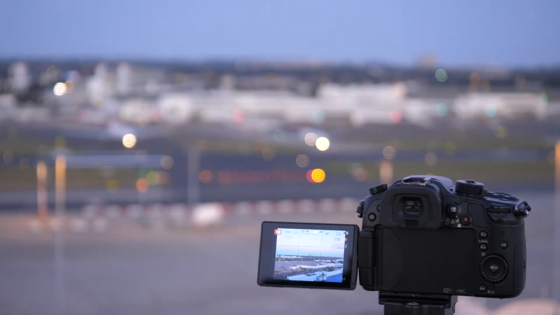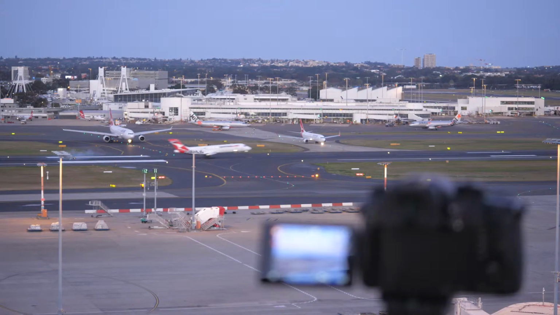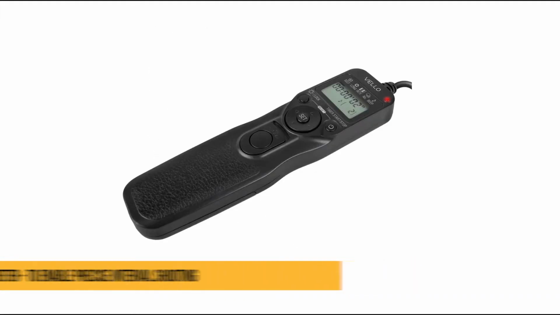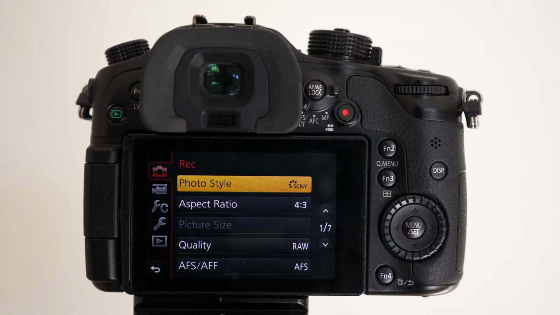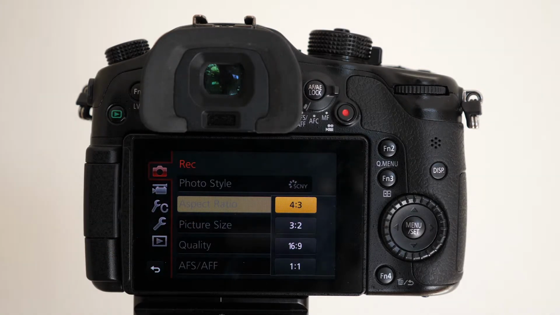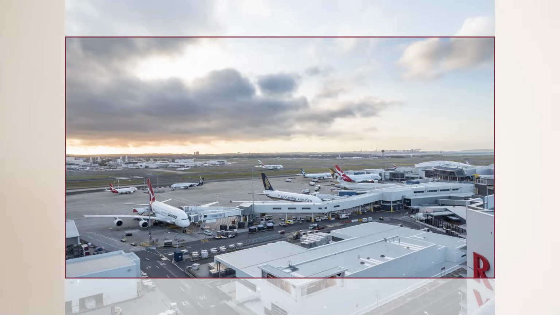Long before you arrive on location, set your camera up for time-lapse photography. I used a Panasonic GH4 that has a built-in time-lapse function. If your camera does not have a built-in time-lapse function, you will need to purchase something like this Velo Shutter Boss to enable precise interval shooting. Set the aspect ratio as 4:3. This will provide you with a variety of options of how to frame or crop your final rendered video to the HD aspect ratio.